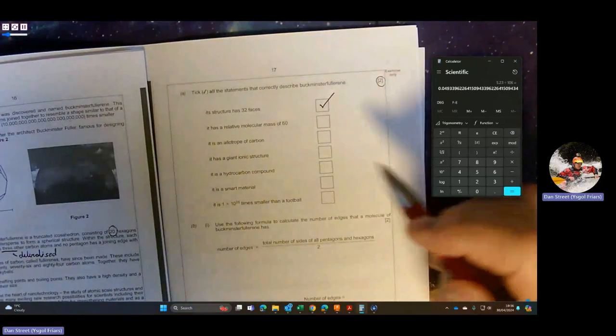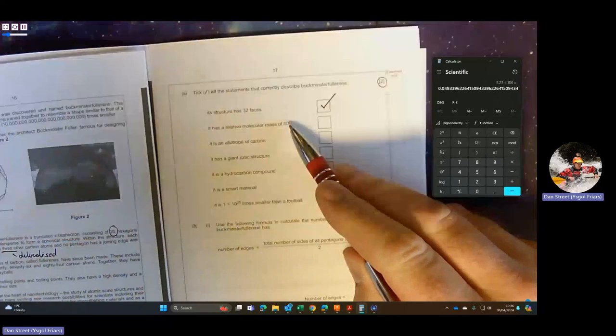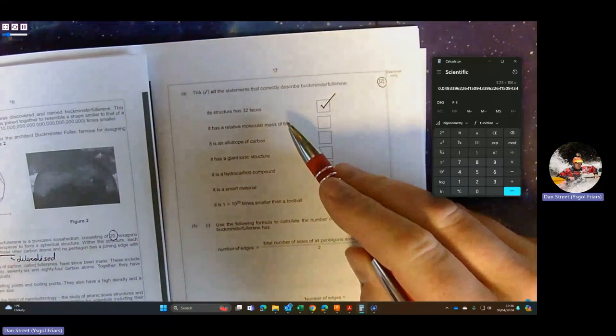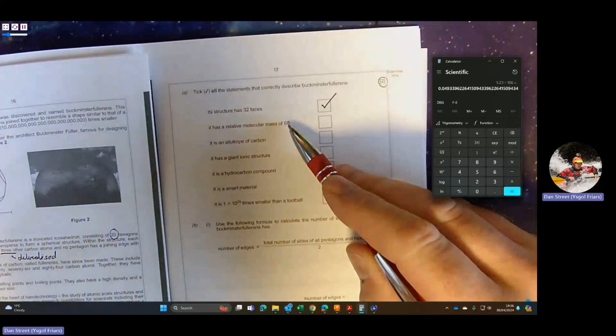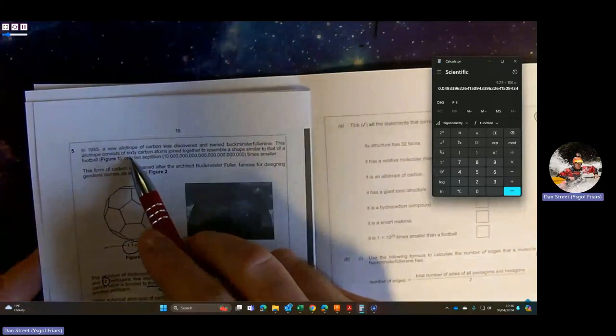Okay, it has a relative molecular mass of 60. Okay, now if it was 60, it would only contain 5 carbon atoms. Okay, and these don't contain 5 carbon atoms, they contain 60.